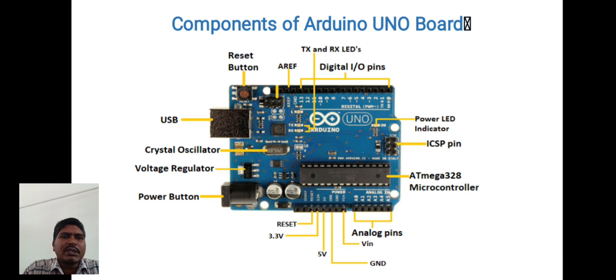Next one is the analog pins. The analog pins are numbered from A0 to A5. So totally 6 analog pins are available. The function of these analog pins is to read the analog sensors used in the connections. They can also act as GPIO, that is general purpose input output pins. So these are the main components of the Arduino Uno.